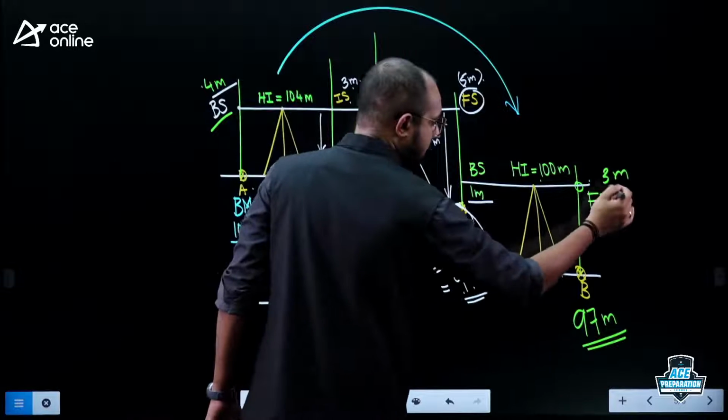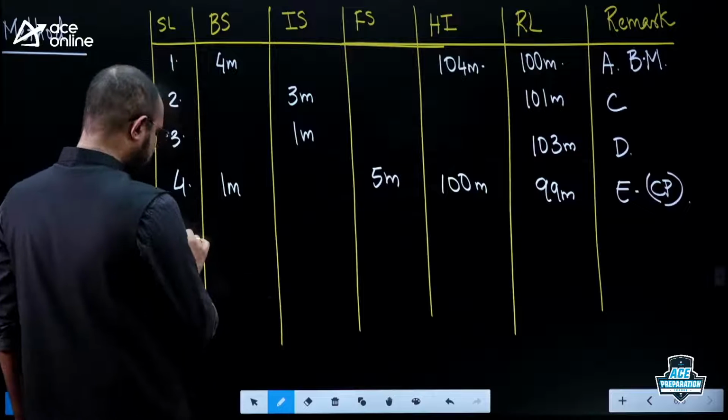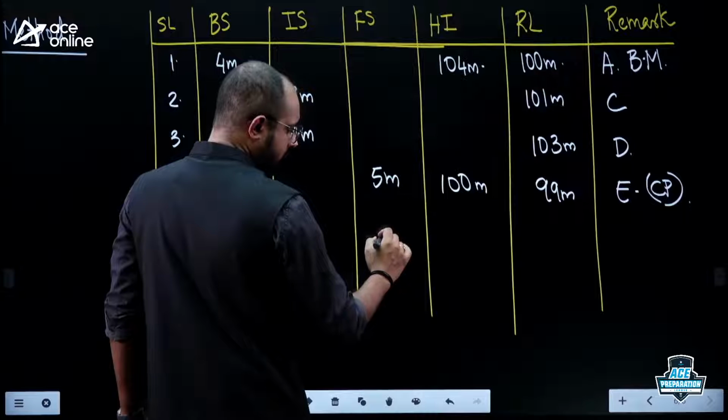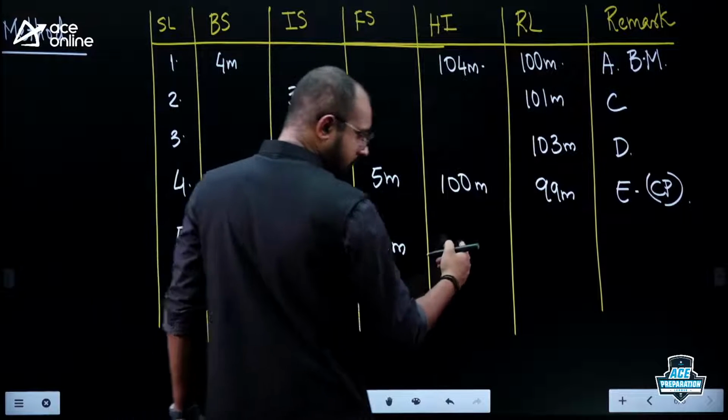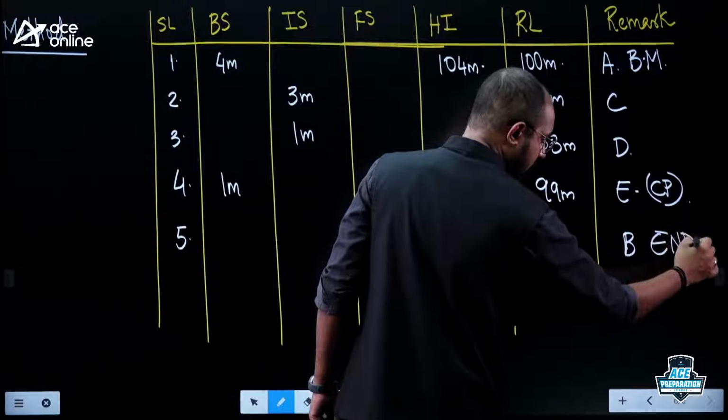The last entry is a foresight reading of 3 meters upon the point B. The fifth entry that we have is a foresight reading of how much? 3 meters, where the height of the instrument is the same. Where am I getting it? B. What can you tell me about B? B is the end of your survey work.